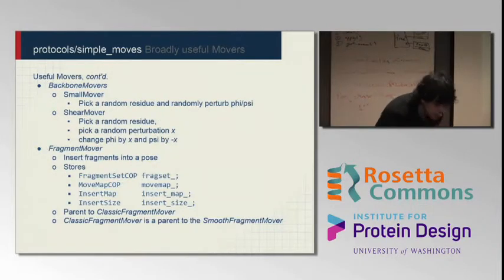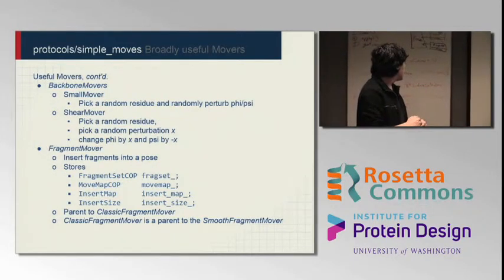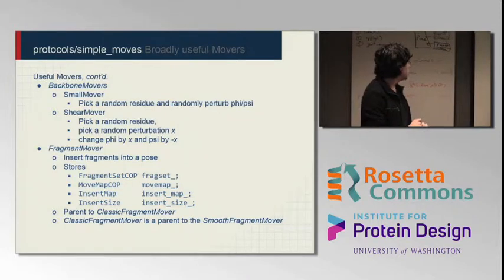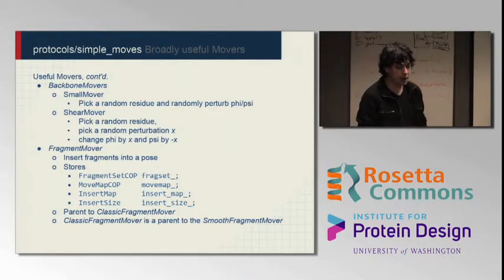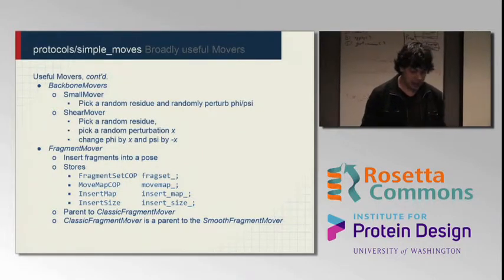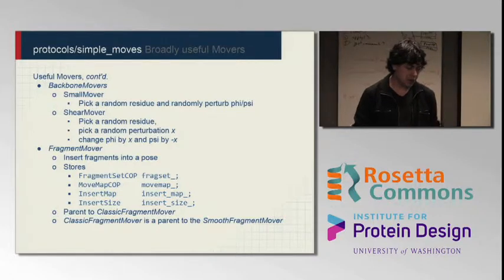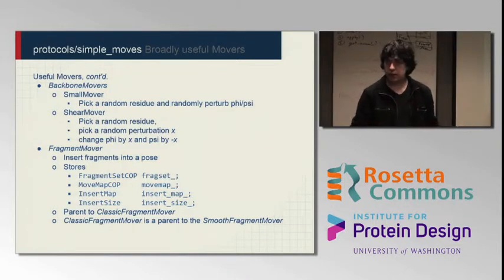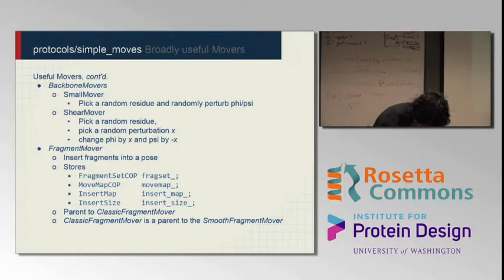So, okay, let's continue. You also have movers that allow you to move the backbone by perturbing the phi and psi angles, right? There is a very special mover called the shear mover that allows random perturbations of the backbone. And this is actually very important for ab initio folding of proteins. So you can go to the article and take a look at why they decided to build this thing. But again, you see this just modifies phi and psi angles, right? So in principle, you can just do pose.set_phi and pose.set_psi, and that's it, right?